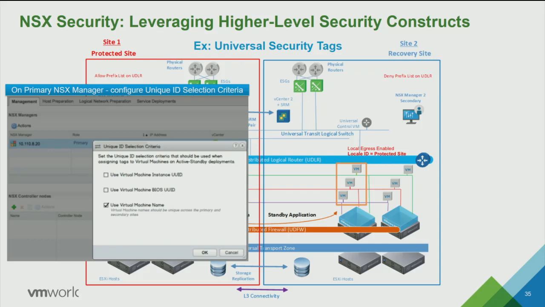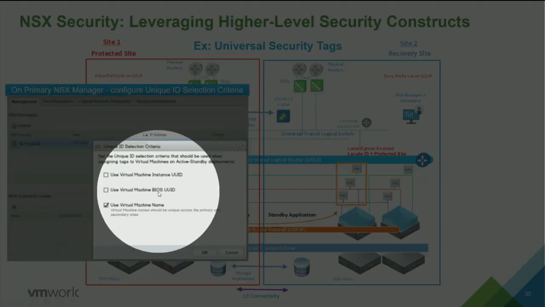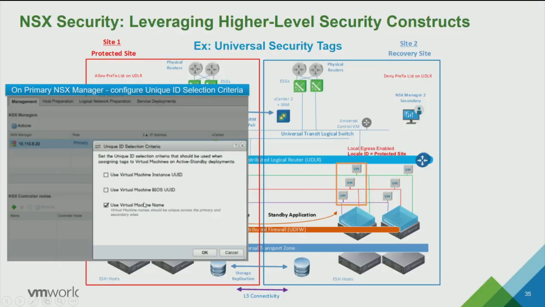So we offer a couple different options here. We offer VM instance UUID, virtual machine BIOS UUID, and virtual machine name. Or you can choose a combination of them. Now, typically, virtual machine instance UUID is sufficient. It's not guaranteed to be unique across vCenters, but it's very rare that there's overlap.